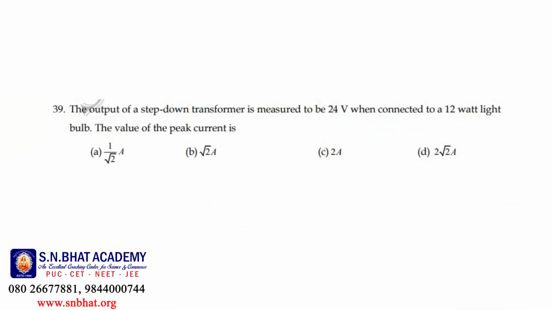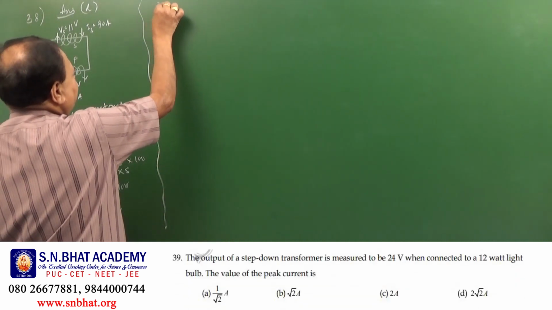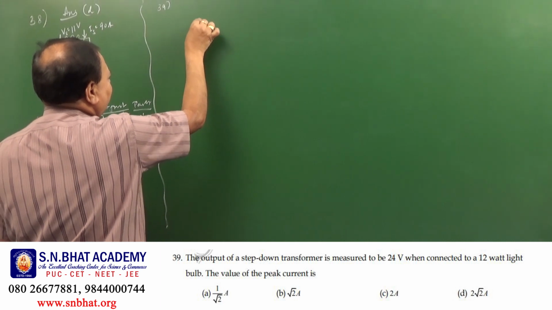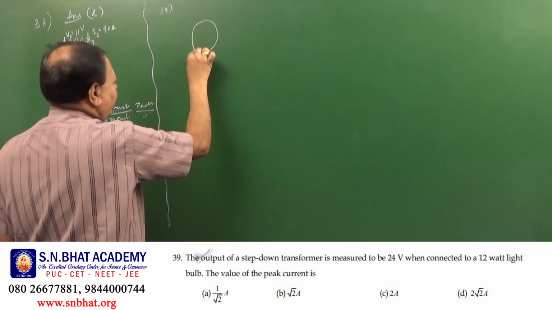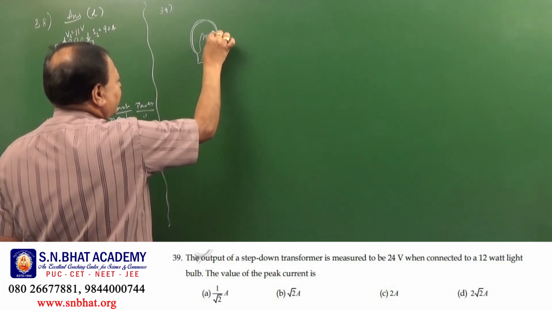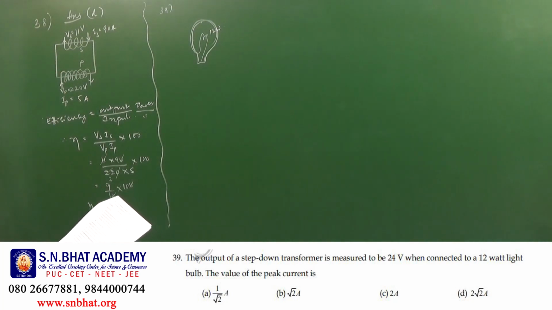The output of a step down transformer is measured to be 24 volt when connected to a 12 watt bulb. The value of the peak current is... So in question number 39, he has a bulb. So the power of the bulb is equal to 12 watt, he says. He is asking what is the peak value of current.